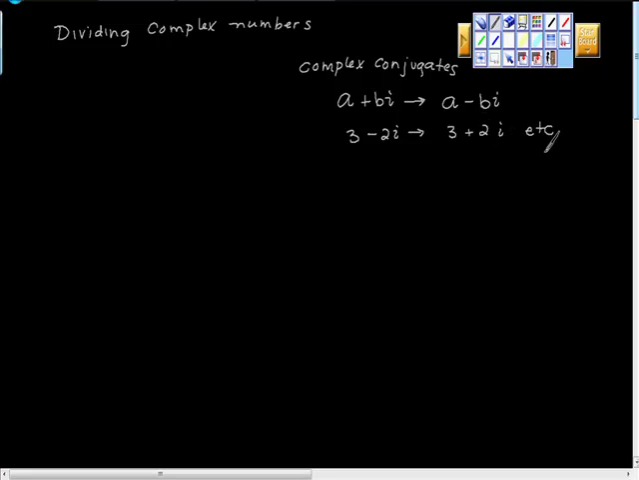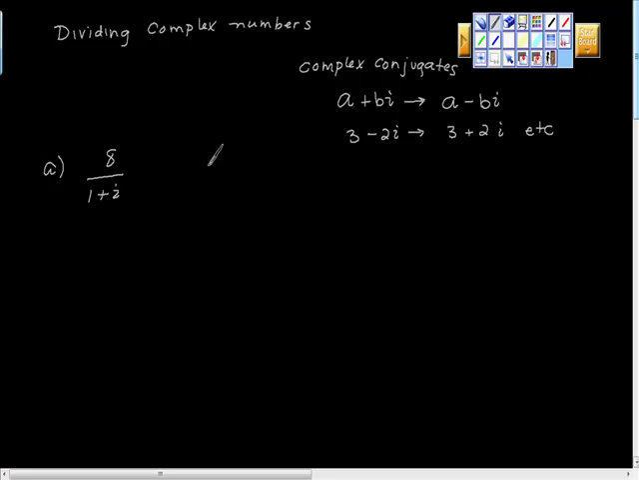All right, so let's just try a couple and see if we can figure out why, and we'll talk about why it works in just a second. So here's the first problem we have. Problem A is 8 over 1 plus i.